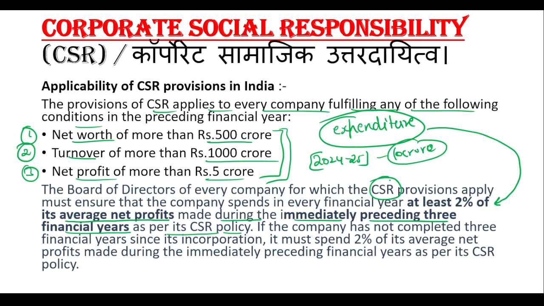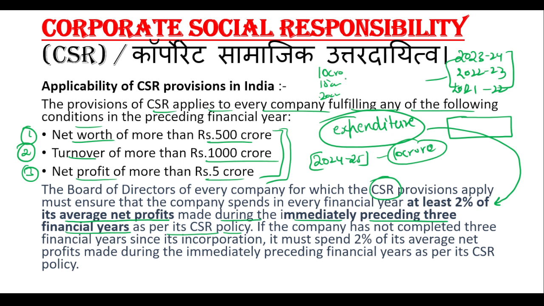So for them it is mandatory. What they will do is calculate the average net profits of the immediately preceding 3 years. From when to when? 2023-24, 2022-23, and 2021-22. They will take the net profits of these three years into consideration. Like, let's take an example: there is 10 crore, there is 15 crore, and there is 20 crore.